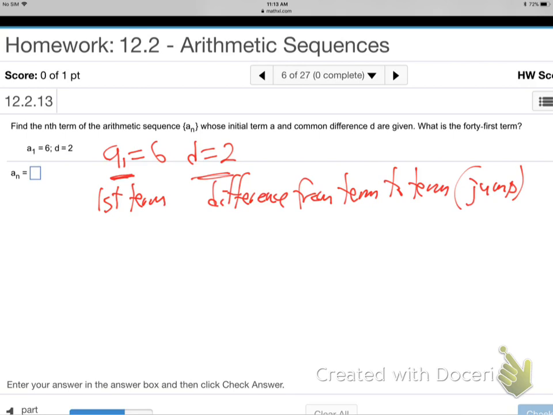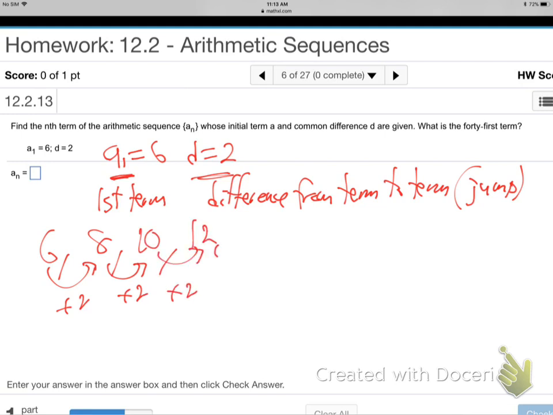Okay, so that means there's some sequence of numbers. It starts out at 6, and it goes up by 2 every time. So we add 2, 8, add 2, 10, add 2, 12, etc. We're just adding 2 every time. Now, what do they want from me? Oh, find the nth term, and then eventually the 41st term.